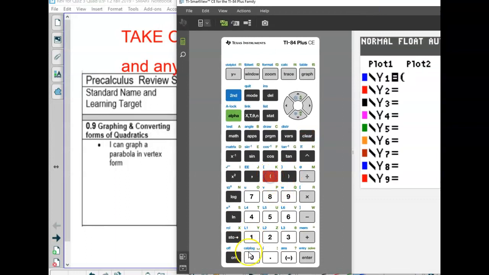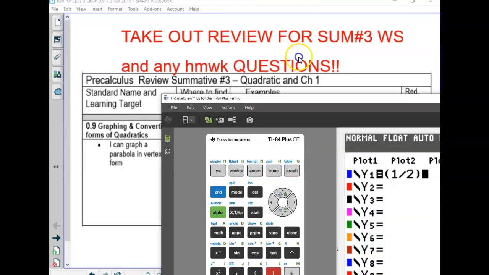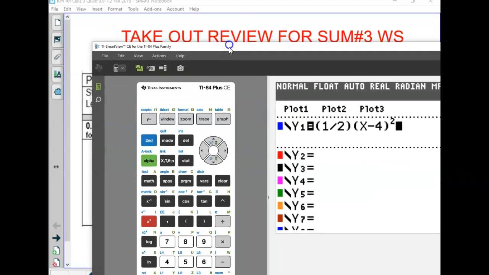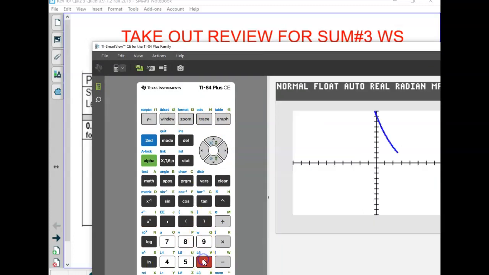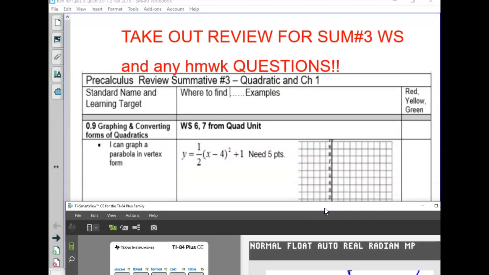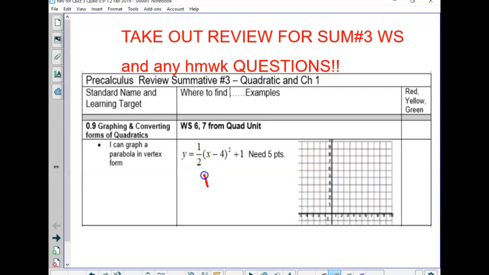Okay, this particular one says 1/2 (X minus 4) squared plus 1, thank you. And a standard piece of graph paper would look like this. Where's the vertex? It's going to ask you that. You should be able to pull that out of that without doing any work. 4, 1. Okay, over 4, up 1. That graph paper is very blurry for me.